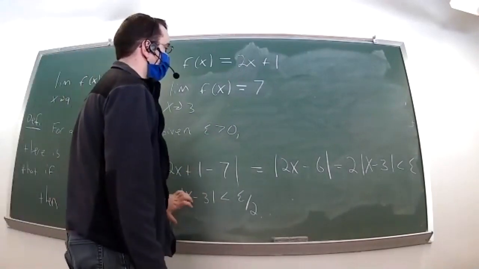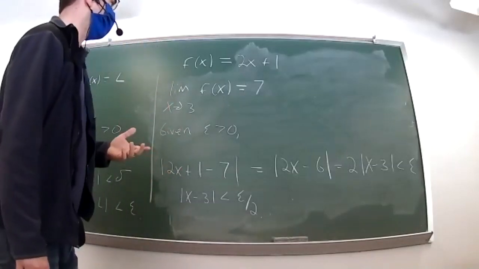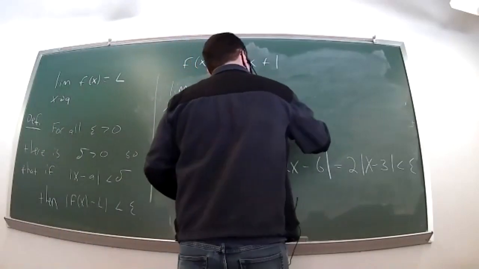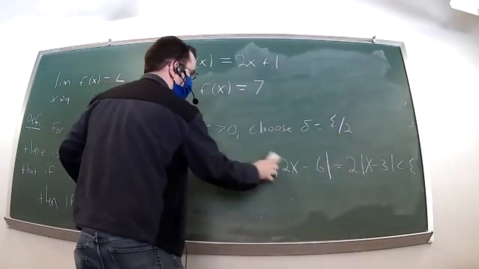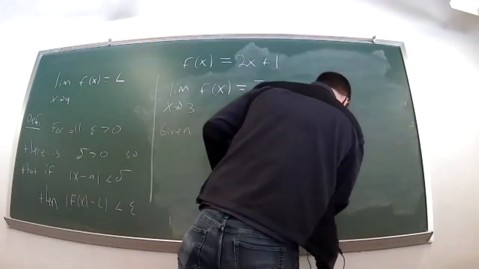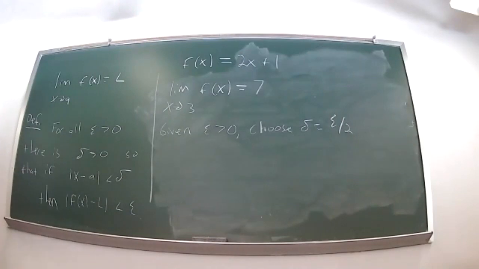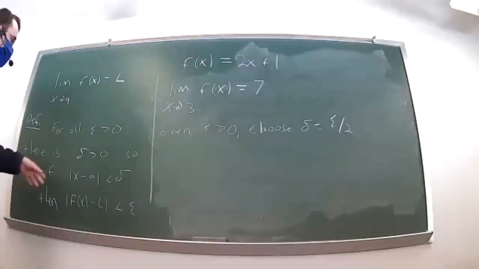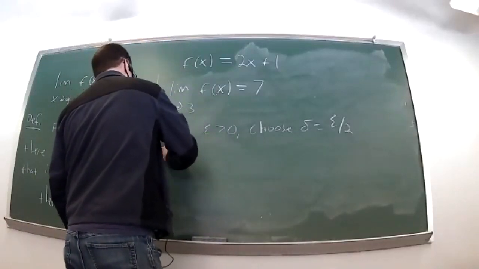So now that was all on scratch paper. For your proof that you're writing down, for your explanation that you're writing down on homework or whatever, you say choose delta equals epsilon over 2. And then once you've chosen your delta, you need to show that it works. So you need to verify that if |x - 3| is less than delta, then |f(x) - L| is less than epsilon. So then you can just go straight to doing that.